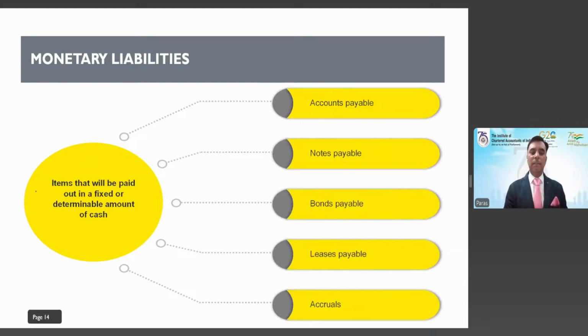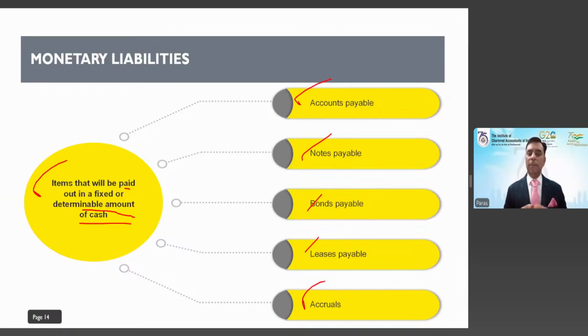Second, monetary liability. Again, the definition is same. Monetary liabilities are those liabilities or those items that will be paid out in fixed or determinable amount of cash. Again, the example is accounts payable. Let's assume you have purchased property, plant and equipment, or you have purchased any machinery from the foreign country, right? So you need to pay fixed amount of currency of that particular country to your vendor. So here there is fixed amount and you have the obligation to pay this fixed amount to your foreign vendor. So this transaction will be considered as monetary liability, right? Similarly, notes payable, bonds payable, leases payable, accruals, all are examples of monetary liability.